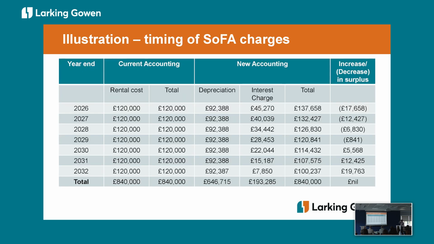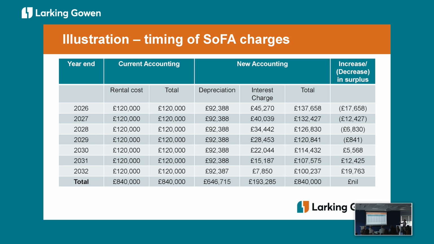In terms of how we then account for that going forward, if we look at those new accounting columns to start with. I mentioned that we're going to be bringing on our balance sheet an asset of £646,000, and we treat that in the same way as any other fixed asset. We're going to depreciate it. We've got 7 years left of our lease, so we're going to depreciate it over 7 years.